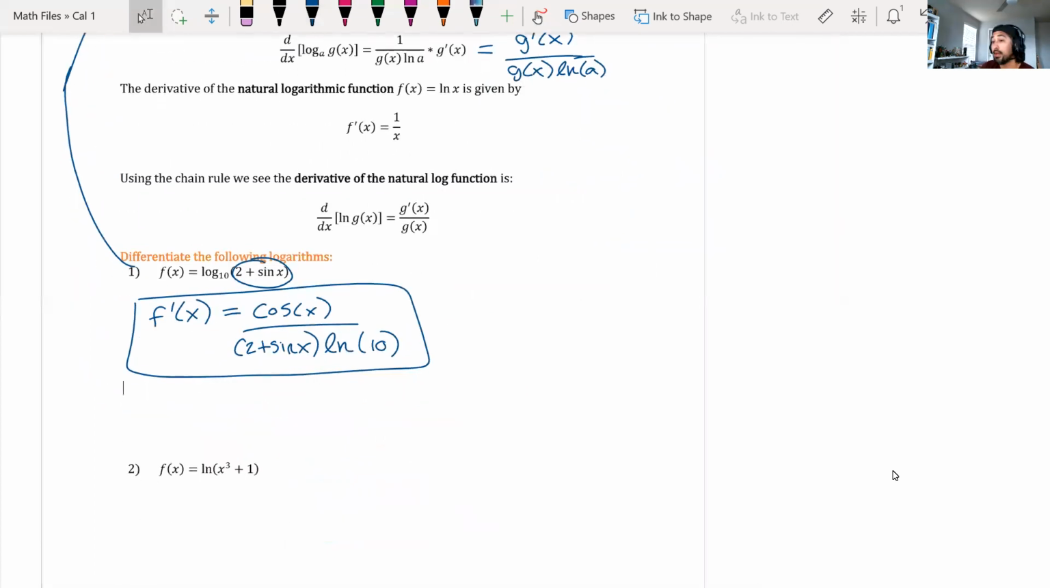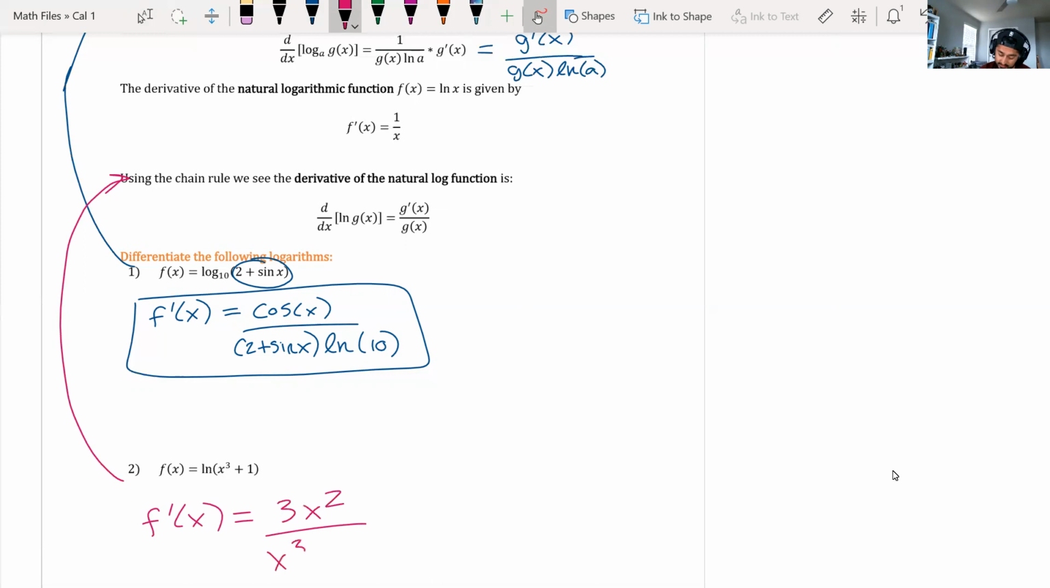Number 2. F of x equals the natural log of x cubed plus 1. This will use the chain rule derivative for the natural log. So this one's even easier. It's just the derivative of the inside over the inside. So what is the derivative of the inside? 3x squared. And we put it over the original inside of x cubed plus 1. That's it.